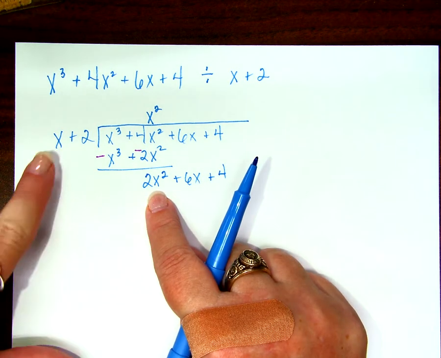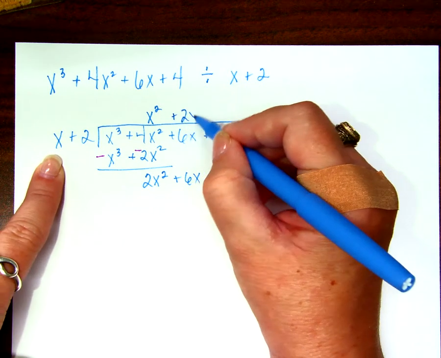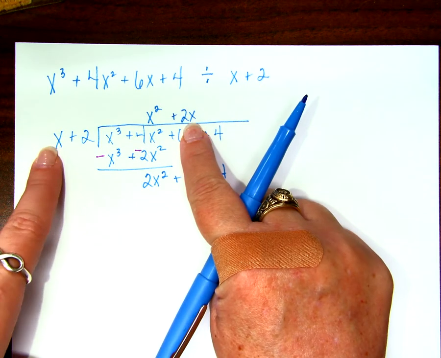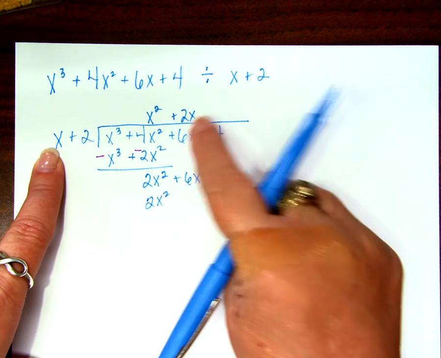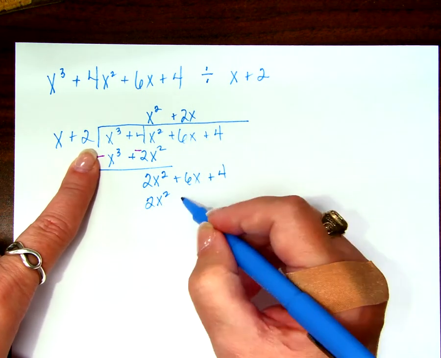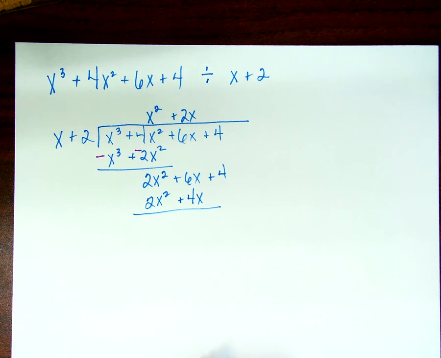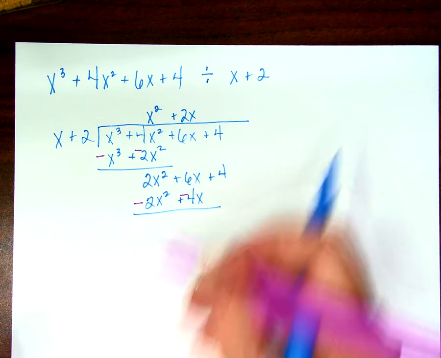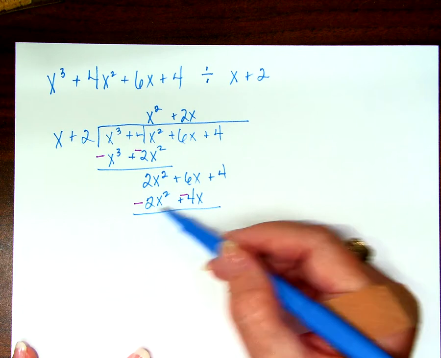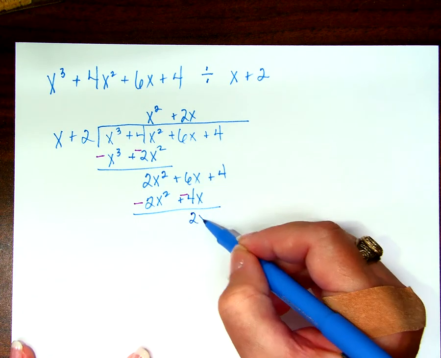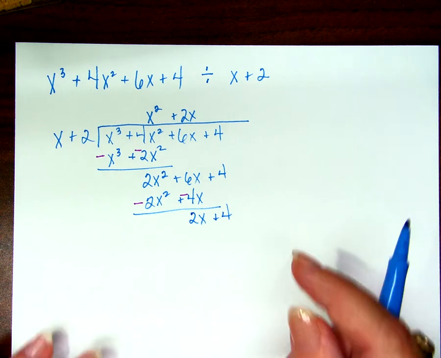Divide the first term by the first term. 2x. Multiply every term over here. So 2x times x. Good. 2x times 2, 4x. Excellent. And now subtract. That's 0, which we planned. This is 2x plus 4. Excellent. Now what? Start over again.